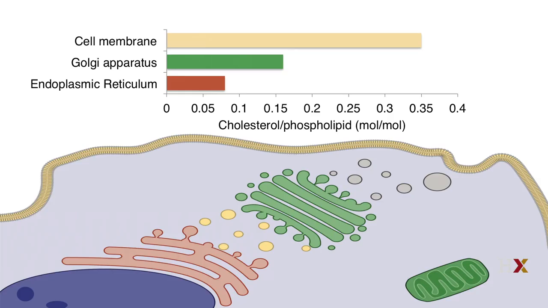Another difference in the lipid composition of membranes is the abundance of cholesterol in the cell membrane compared to the membranes of the Golgi apparatus and the endoplasmic reticulum. Remember that cholesterol is the odd cousin in the lipid family. It's a structural lipid, but it has a structure completely different from other structural lipids, with this very flat structure made of multiple ring structures.